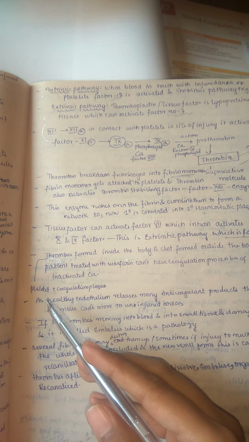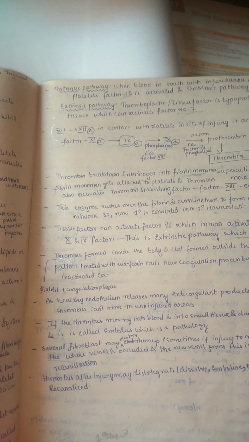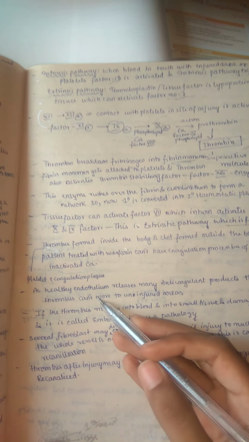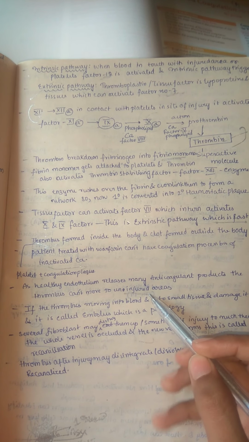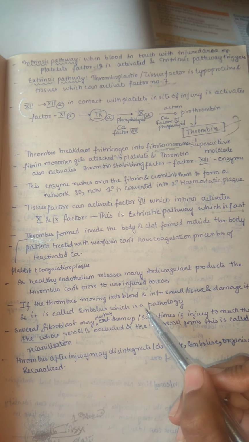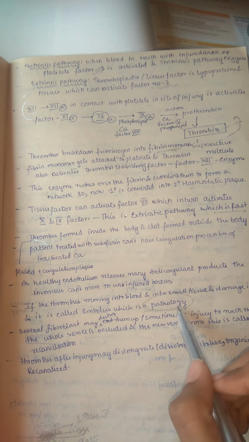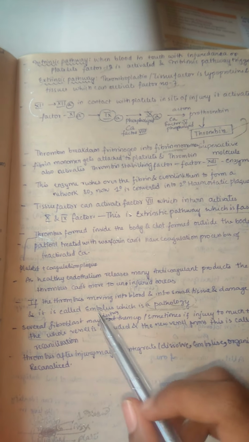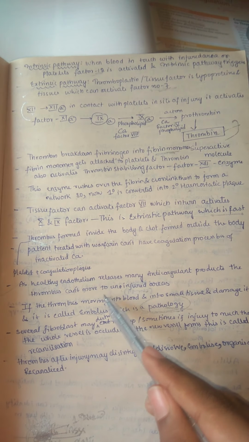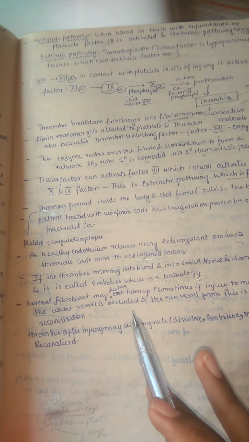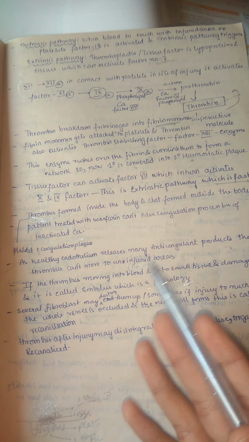Platelets along with the coagulation plug is nothing but a thrombus. So a thrombus requires platelets and also the coagulation plug. As healthy endothelium releases many anticoagulant products, the thrombus can't move to the uninjured areas. If the thrombus moves into the blood and into small tissue and damages it, then it is called an embolus, which is a pathology. It is bad news for us because it causes a disease. In uninjured areas there is no thrombus formation because of nitric oxide, prostaglandins, all those things.